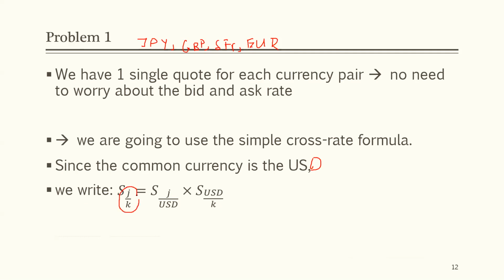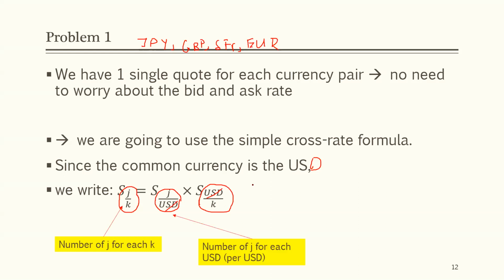I've got the cross rate on the left-hand side. This is J over K, so this is my currency J over currency K. On the right-hand side, I have J over USD, and then I have the USD over K. So if I cancel these two out, effectively I'm left with J over K. So how do I read these exchange rates? Just to recap, J over K is the number of J for each K, meaning K is my commodity and J is the measurement.